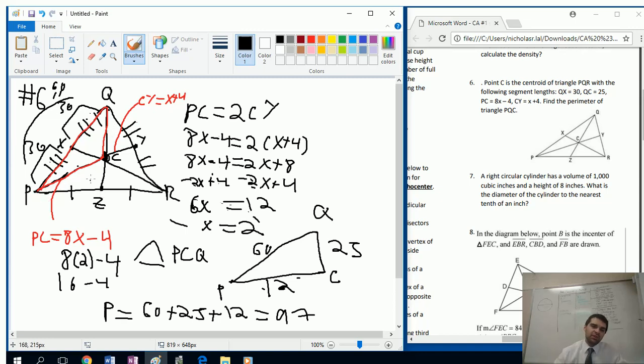Remember, we're not finding the perimeter of this entire triangle. We're just finding the perimeter of the triangle PCQ or PQC. So this triangle right here. So we're only finding the perimeter of the red triangle. This red triangle right here, not the whole triangle, just the red one. So let's move on, okay?